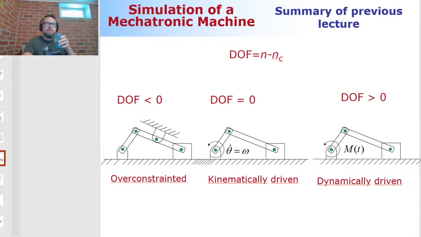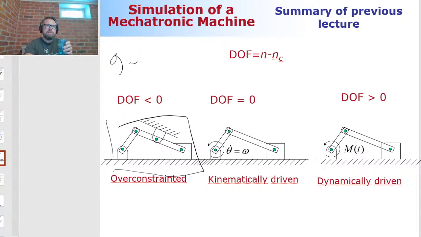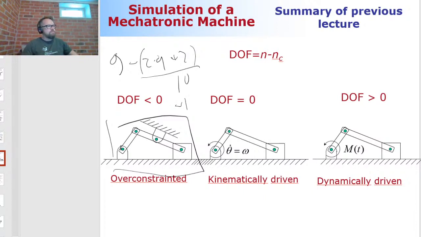If you think about it here, remember we originally had in this system 9 generalized coordinates, and then I have here minus 4 revolute joints, so it's 2 multiplied by 4, plus 2 because of the translational joint, that's going to be 10. So the degrees of freedom is -1. No good. Cannot move.